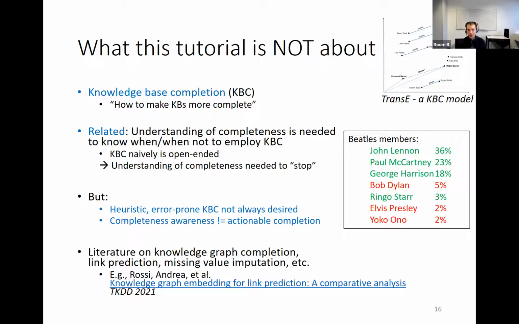On the right-hand side, there's an example here. If we ask the typical statistical method for Beatles members, it will give a ranked list with likelihoods, some of them correct in green, some of them incorrect in red. And without an understanding of completeness, we wouldn't know where to threshold these lists. At the top right, we also see a prominent model, TransE, for that purpose.